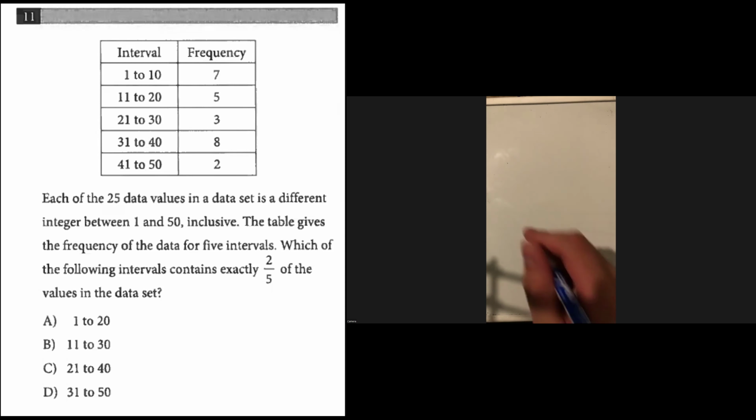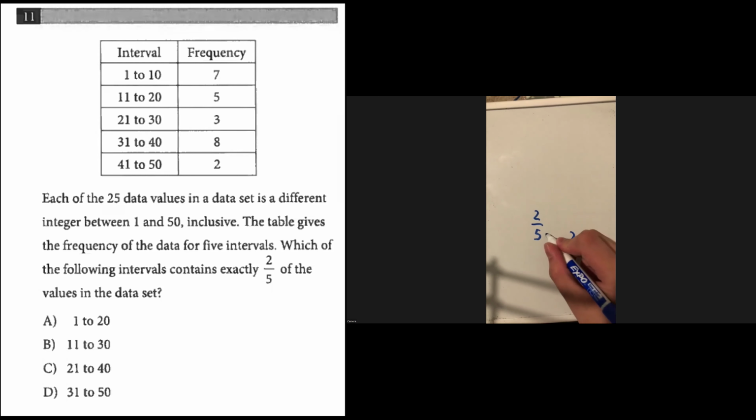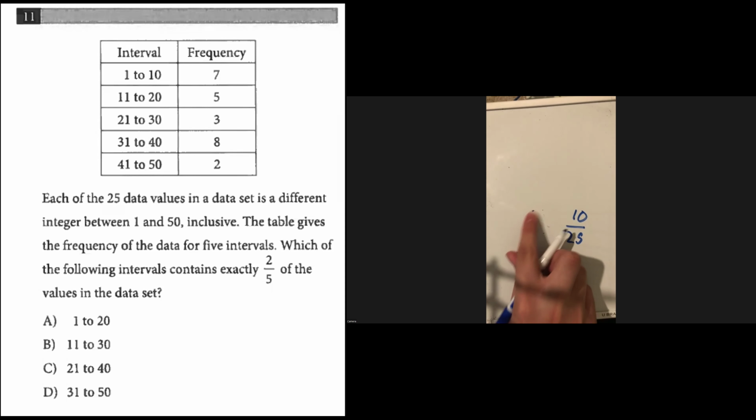Okay, so for question 11, it says that each of the 25 data values, that means there's a total of 25 values, and it asks which of the following intervals gives exactly 2/5 of the values. Well, let's convert the denominator into out of 25, since there's 25 total data values. So 5 times what is 25? Well, 5 times 5 is 25. That means we have to multiply the top by 5. 5 times 2 is 10. So 10 out of 25 is the same thing as 2/5.